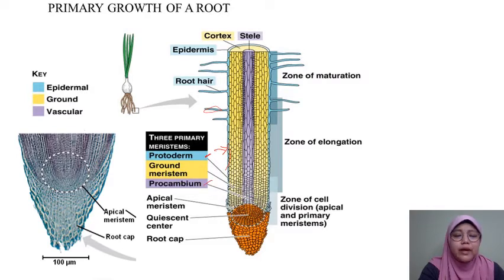Next, we have the procambium. So the procambium gives rise to the stele, which in roots is the central cylinder of vascular tissue. So vascular tissue, where the xylem and the phloem develop.